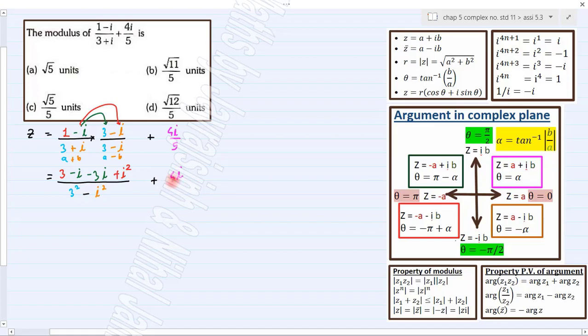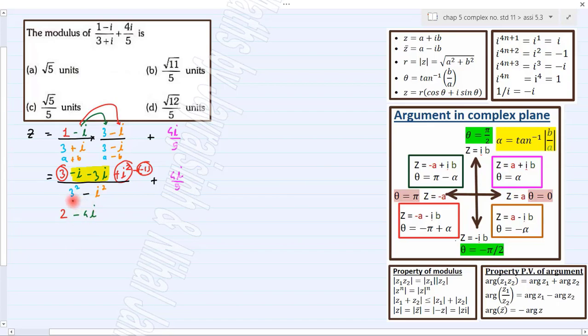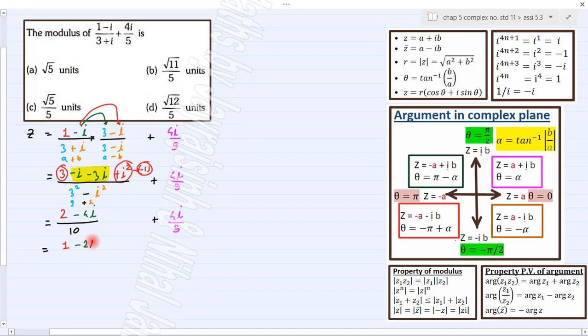Plus 4i by 5 will remain as it is. Your i square will become minus 1. So 3 and minus 1 will become 2. And this minus i and minus 3i will be minus 4i. And in the denominator, we have 9 plus 1, or we can say 10. Your 4i by 5 will remain as it is. In further simplification, you can take 2 common. So you will get (1 minus 2i) upon 5 plus 4i by 5.